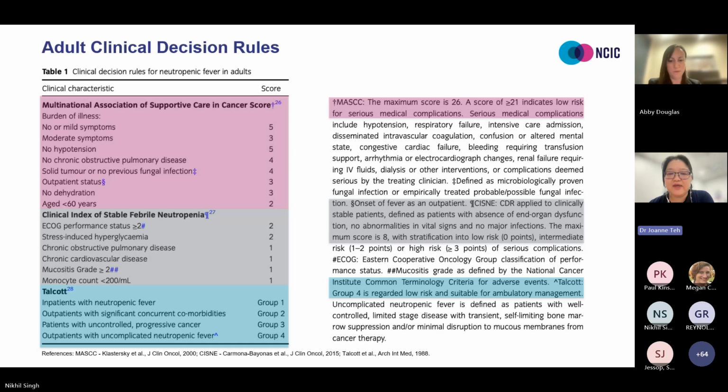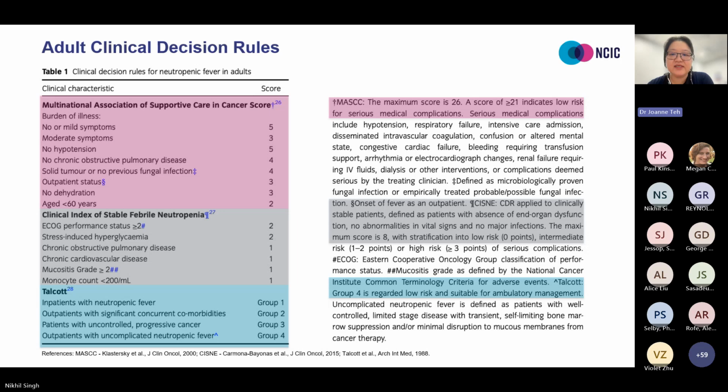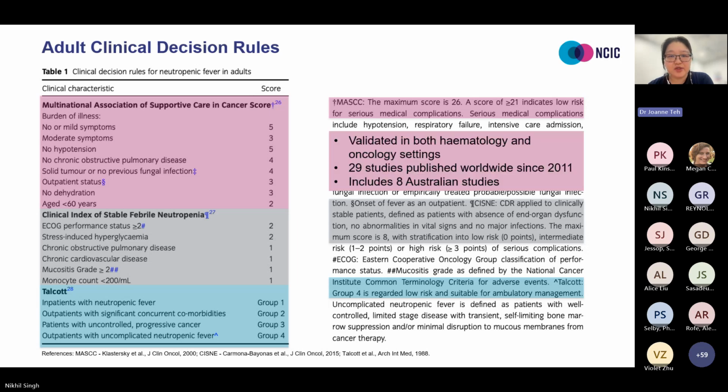And on the right, it basically just goes through what a low-risk patient is. So with the MASCC, someone who scores greater than or equal to 21, or a CISNE score of 0, are considered at low risk of serious medical complications and therefore appropriate patients for management in the outpatient setting. Just if you could click, Nikhil, the MASCC score is validated in both hematology and oncology patients with close to 30 publications worldwide, including Australian data.